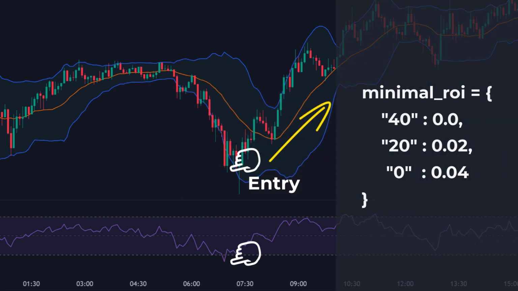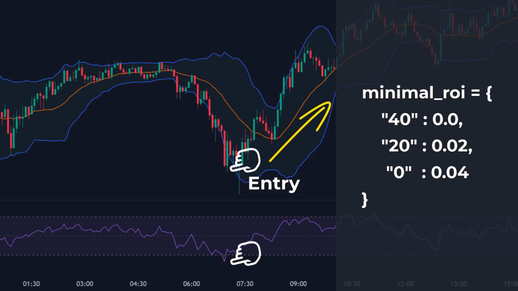The minimal ROI, or minimal return on investment, indicates that a trade should achieve a specified return before it's sold. This ensures a profitable exit from the trade. The format is as follows: a Python dictionary where the key, left side of the colon, represents the time in minutes since the trade opened, and the value, right side of the colon, signifies the percentage of profit.